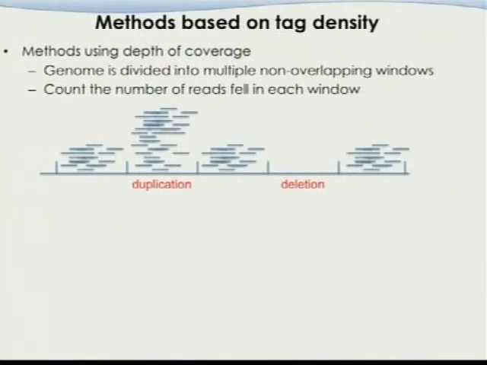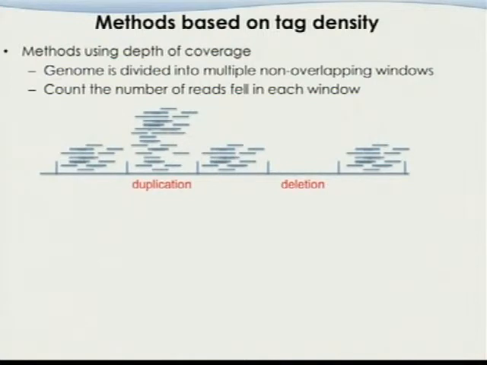Okay, now we come to the dirty part. Those are good and the information that we need to know, but here is a summary of the methods. There are basically two types of methods that use next generation sequencing technology to study structure variations. The first one is the method based on tag density, which uses the depth of coverage.